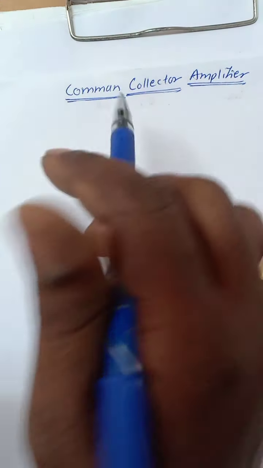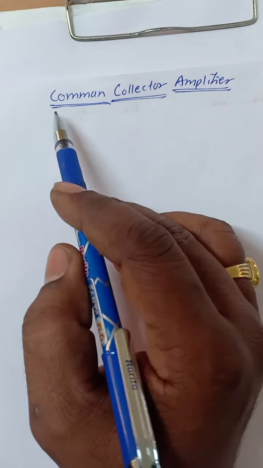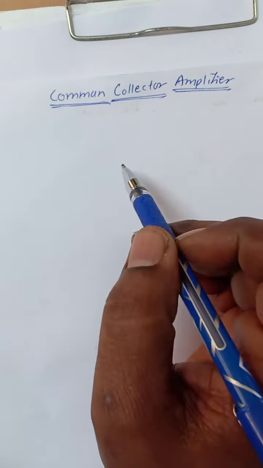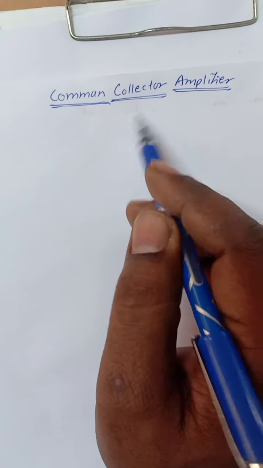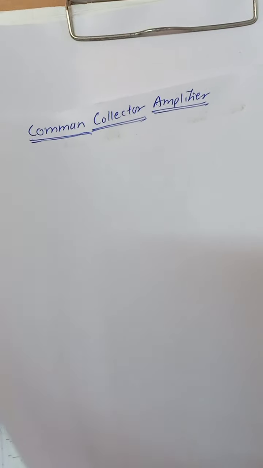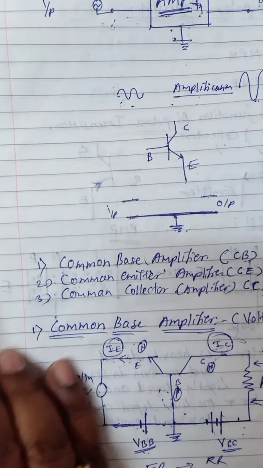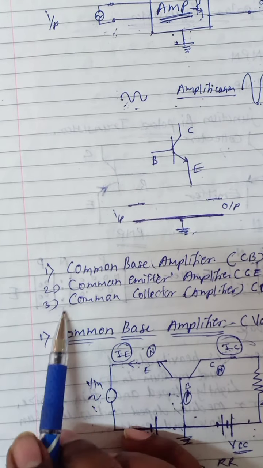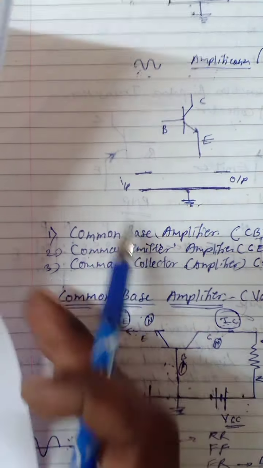Good morning. Last time we saw a common base configuration. Today we are going to look at the common collector amplifier. So collector is common. Last time we saw that one of the terminals of the transistor is made common, and we are going to give the name of that. So common base, common emitter, and common collector. Last time we saw the common base configuration.